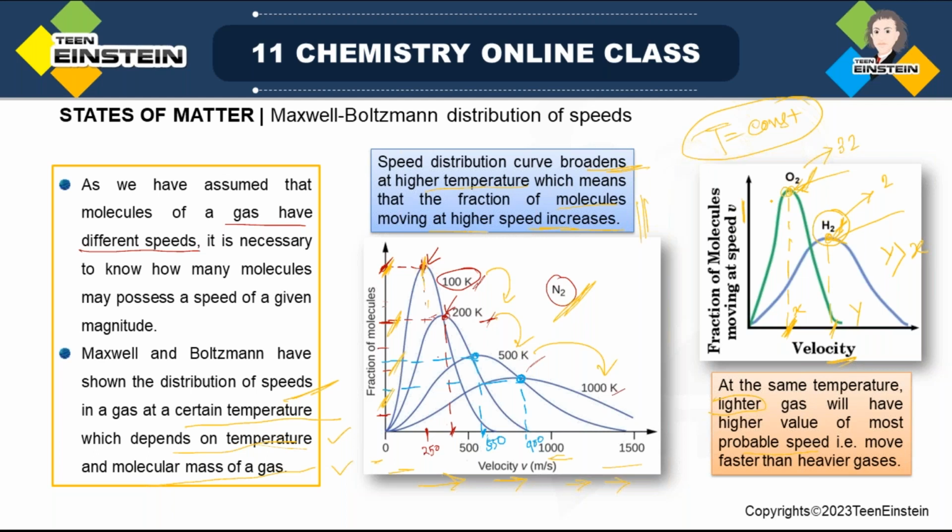Why most probable? Because this is the point where it is reaching the maximum fraction of molecules. So for this green line, which is oxygen, this is the point where you can have the max value of fraction of molecules, isn't it? And if you consider hydrogen, this is the point when you have the max fraction of molecules. So it means this is the velocity which is acquired by the maximum fraction of molecules, and that is why it is the most probable velocity.